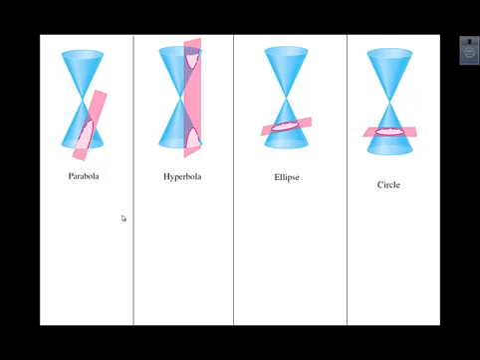What are the characteristics of a parabola? How can we tell a parabola based upon all these other ones? What do you think? Good. A parabola has one squared variable. And then how do we tell a hyperbola from all the other ones?